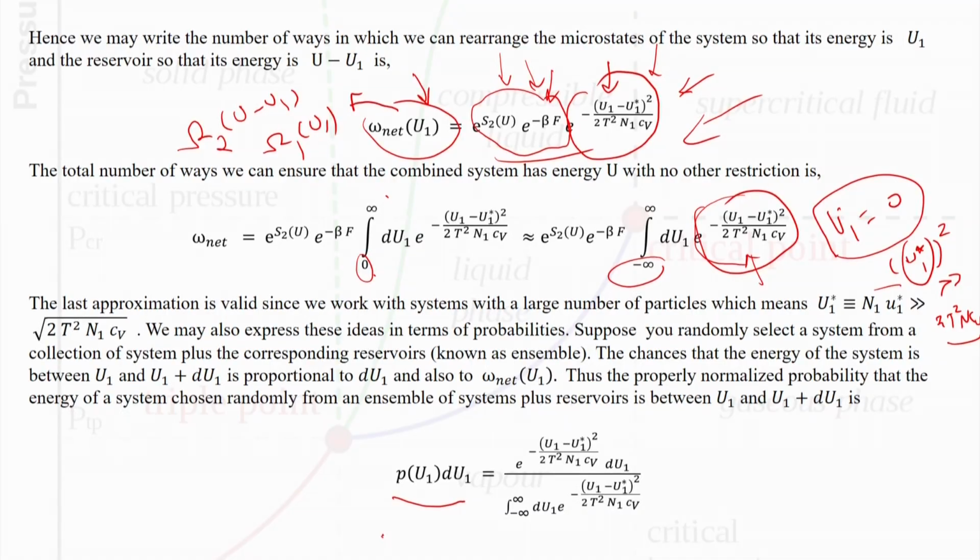That number of systems which fall in that window happens to be, by definition, p times du, and p is now the probability distribution of finding that system in that window. So from this expression it's clear that I can write it like this, and this is by construction properly normalized, because if I integrate over all u1 I get 1.